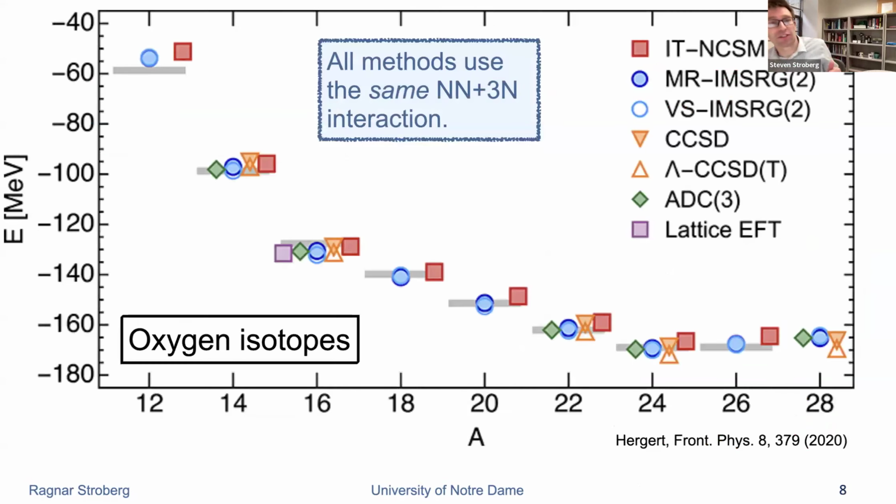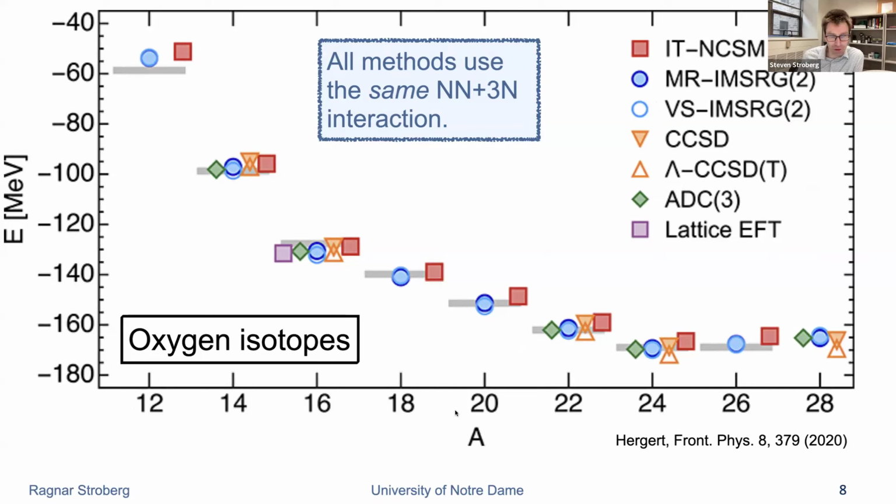Okay, and so this is just giving an idea of what you can do with an ab initio framework that is harder to do with phenomenology, is you can have a bunch of different methods that all have their own kind of intimidatingly long acronym. But so these are all different ways of solving the many-body problem. And if they all start with the same input force, then they all get the same answer.